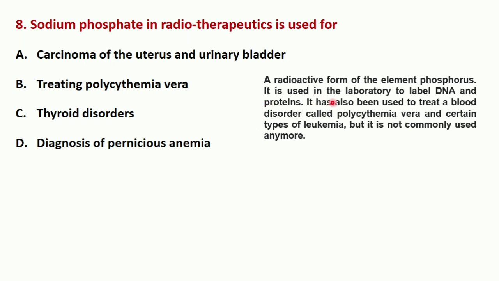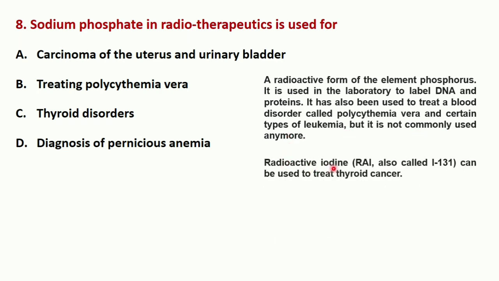A radioactive form of the element phosphorus is used in the laboratory to label DNA. Mostly they are using it to label DNA and proteins. It has also been used to treat blood disorders called polycythemia vera, and certain types of leukemia, but it is not commonly used anymore.